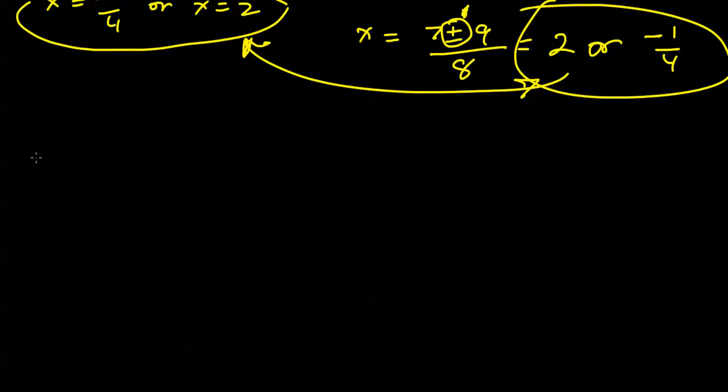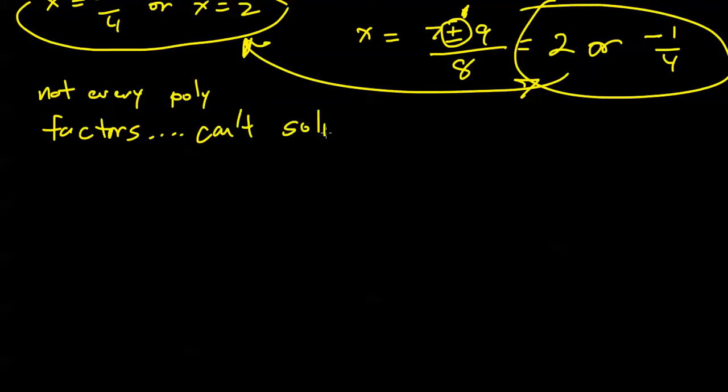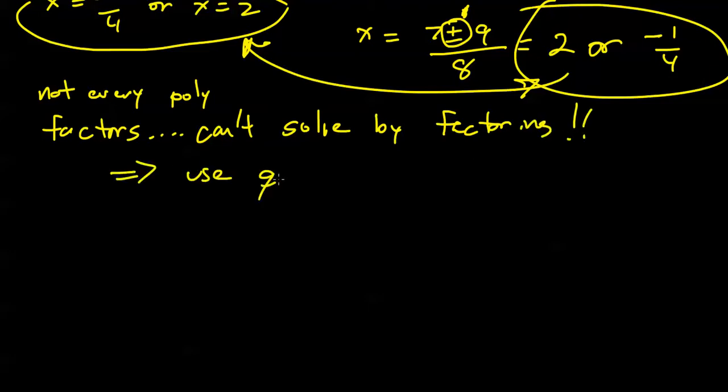Well, why not use factoring all the time? Well, not every polynomial factors. There are some prime polynomials that you can't break down into factors, hence you cannot solve by factoring. So if you've got a prime polynomial expression, you cannot solve by factoring. You just won't factor. In that case, you want to use the quadratic formula.